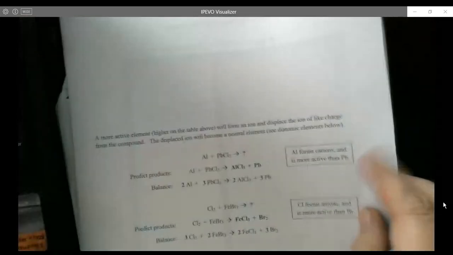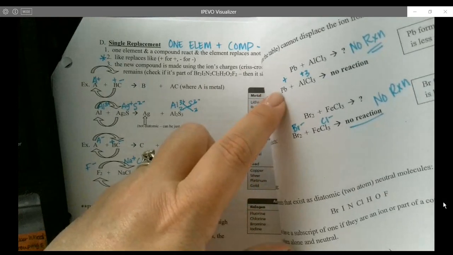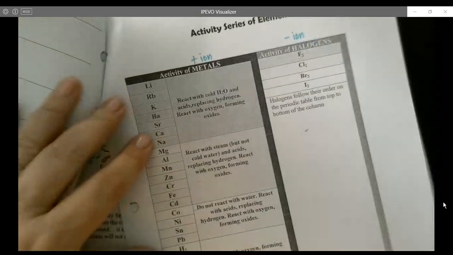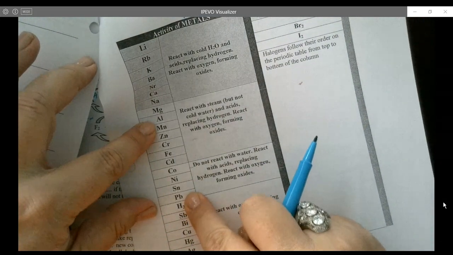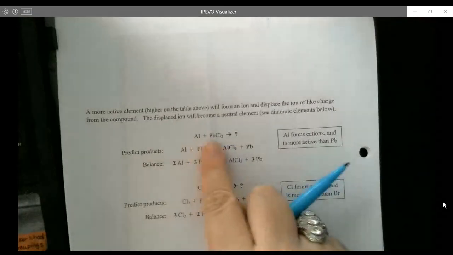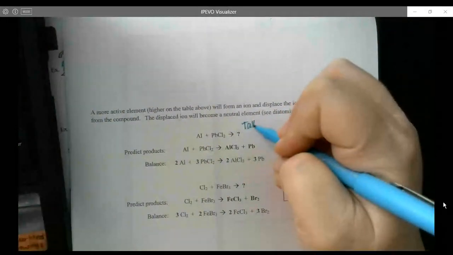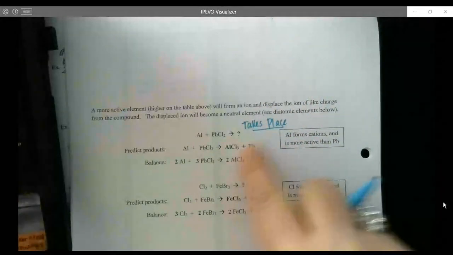But if you had someone like aluminum trying to kick lead out, right? Remember how we said these were aluminum and lead, Pb? Aluminum trying to kick lead out, well, aluminum is higher than lead, so it can happen. So aluminum, this happens, okay? This takes place. This is all systems go, okay?